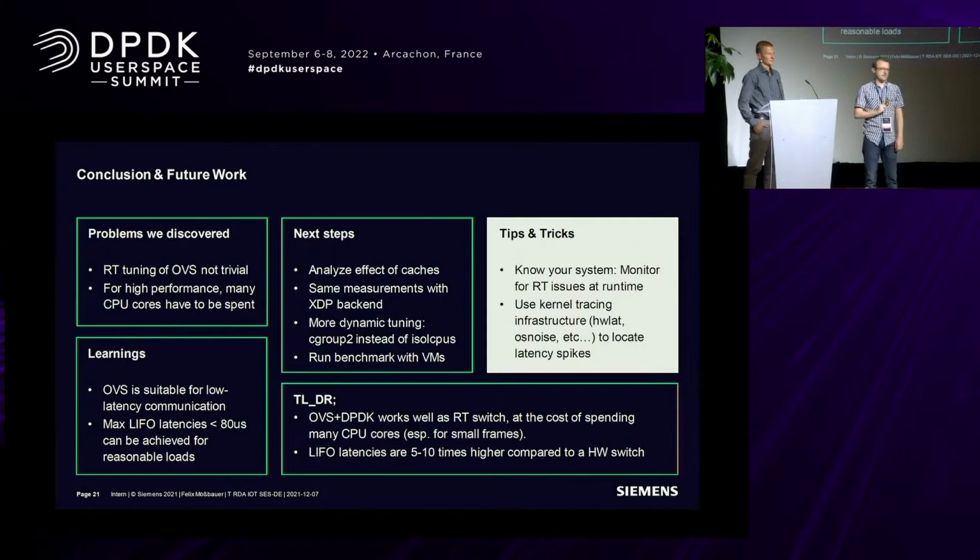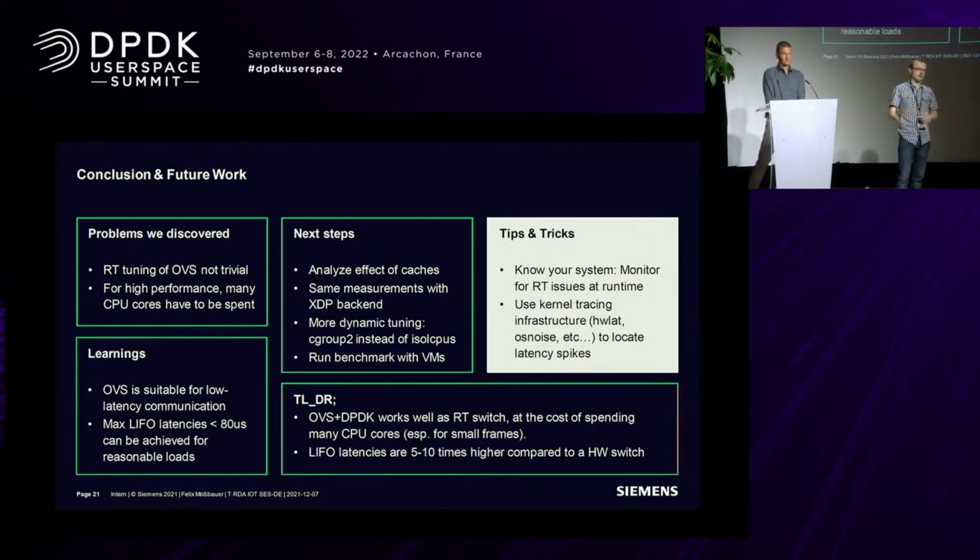What we learned is that the Open vSwitch, out of the box more or less, is very well suited for low latency communication. Also, LIFO latencies below 80 microseconds can be achieved for reasonable loads relatively easily. But to get there, you really have to know your system, monitor your system for real-time issues, use a proper tuning, and you have to be able to work with kernel tracing to carve out all these tuning issues in the first place.